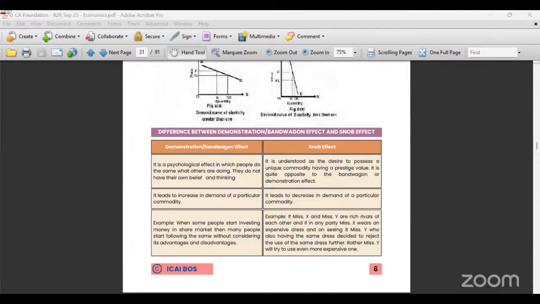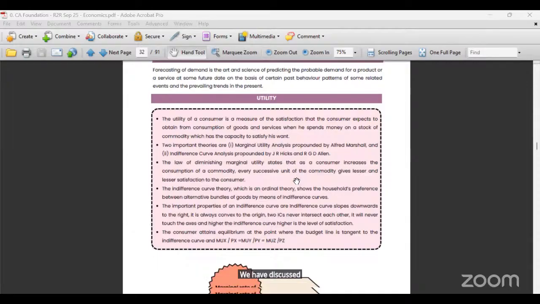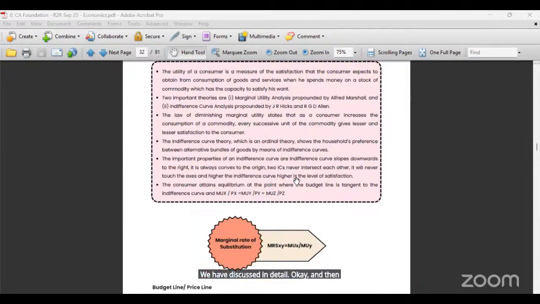Ma'am, it was by mistake, ma'am. Okay, not an issue. So, got the difference between bandwagon and snob effect? We have discussed it in detail. Okay, and then utility concept.